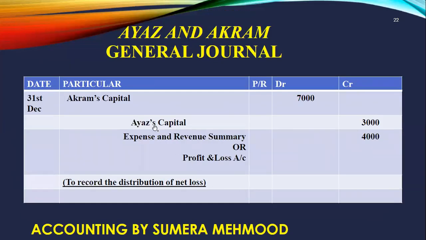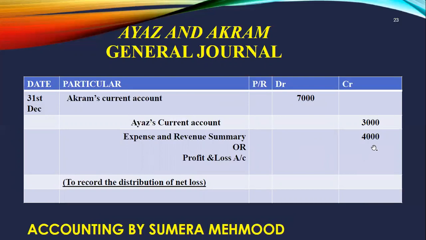Now let's see how we record. Akram has 7,000 in bracket. That's why I debited Akram's capital, but Ayaz's capital is positive. That's why I write it down and credited 3,000. Expense and revenue summary: whenever we record a loss, expense and revenue summary is always on the credited side, that is your 4,000. The same I did with the current account. Akram's current account is 7,000. It will be debited because it has a negative value. Current account of Ayaz is credited 3,000 and profit and loss account is credited 4,000.